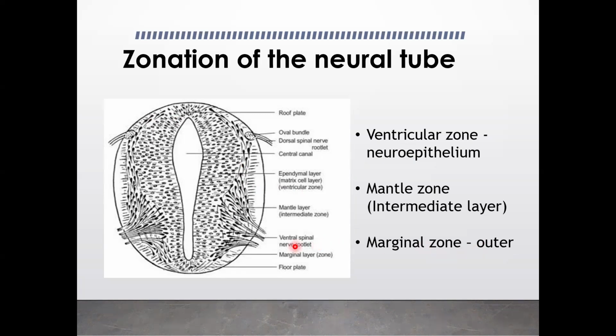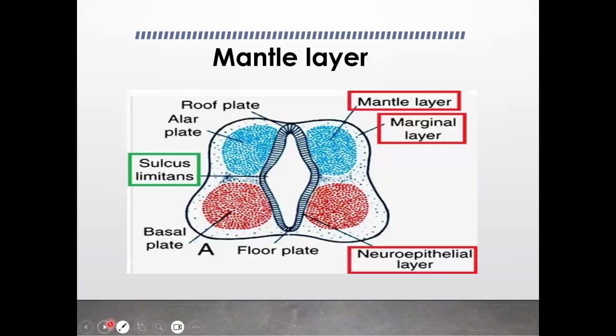So on the next slide, I presume at this point you've already gotten the three zones. An interesting thing will happen for this mantle layer. For the mantle layer, it will undergo differentiation also. And this one you can be brought in an exam setting as a spot question. So what will happen to the mantle layer is that it will undergo segmentation somehow. So you'll have the marginal layer being intact, the ventricular layer being intact. But now this mantle layer will form the alar plate and the basal plate.